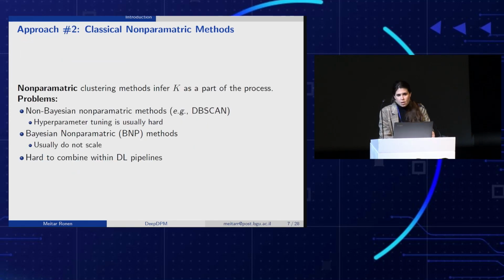Another approach is to use non-parametric clustering. So these are a set of methods that don't require knowing the number of clusters in advance. They could be grouped into two groups, so non-Bayesian and Bayesian methods. The most popular of the non-Bayesian non-parametric methods is DBSCAN. The problem with this set of methods is that the hyperparameter tuning is usually very hard, which is not a problem with the Bayesian methods, but usually, as they rely on sampling, it's hard for them to scale to large data sets. Anyway, in both cases, it's pretty hard to combine them in deep learning pipelines, mostly because you have to have gradient propagation.